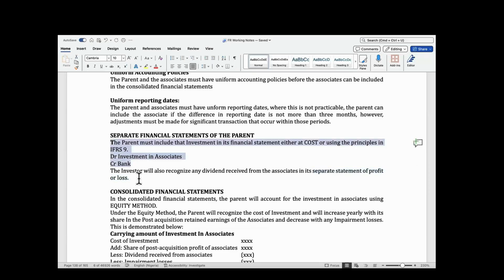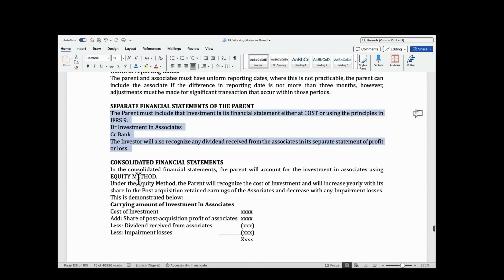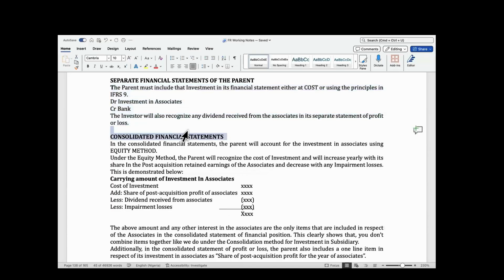So please know this. You need to appreciate that idea that in your separate account, not in consolidated, in your separate account, you will just recognize it at cost or fair value. How much you paid, and that's all. And when you receive dividend from the associates, that's an income in your P&L. However, in the consolidated financial statements, you would usually account for investment in associates using equity method.